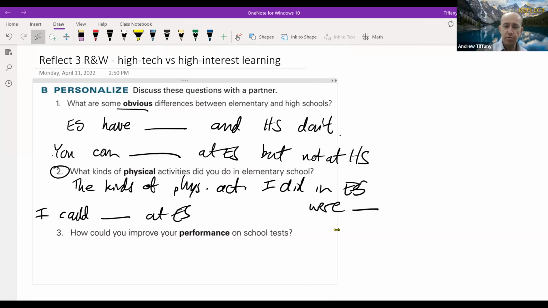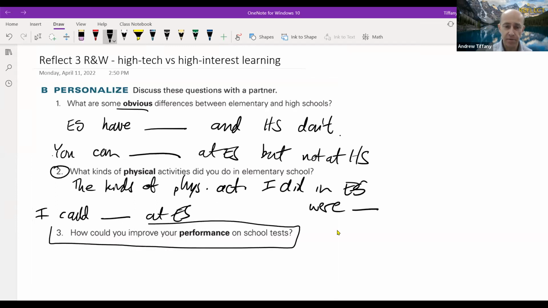So how could you improve your performance on school tests? What do you think are some of the things we could say if we're doing it as a group discussion? This one down here. What could you do? Now we're not doing the language frame, we're actually giving an answer. So for example, I would say, I could write study notes and read them every day.